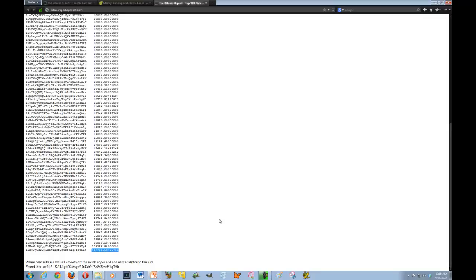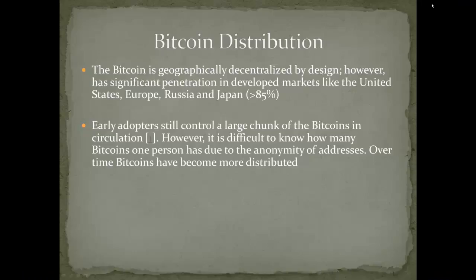This tells us that the early adopters of Bitcoin still have a considerable amount of control and influence over the Bitcoin money supply. And many have yet to sell because they think that the price of Bitcoin is still too low. But as the price has gone up, we've seen some of the largest accounts actually divest very quickly.